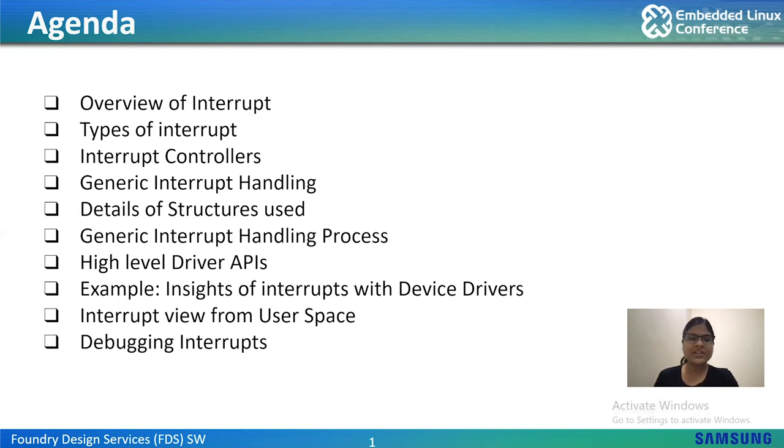The main part of the presentation is understanding the generic interrupt subsystem framework. Under this, we will see a few important data structures used and how they are linked to each other. Generic interrupt handling process. We will then see high-level driver APIs and see how different drivers can call these APIs without knowing anything about the interrupt details. This way, high-level APIs can be used on different platforms without code changes. After that, we will be checking the currently running interrupts from the user space and then the various configurations related to debugging interrupts.